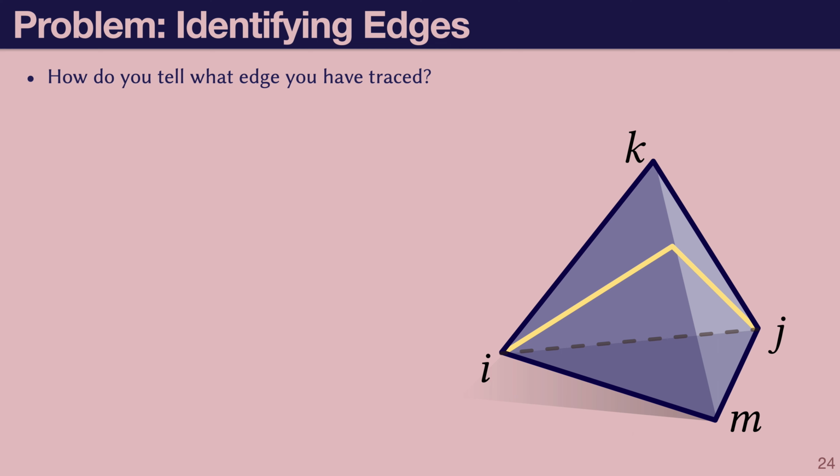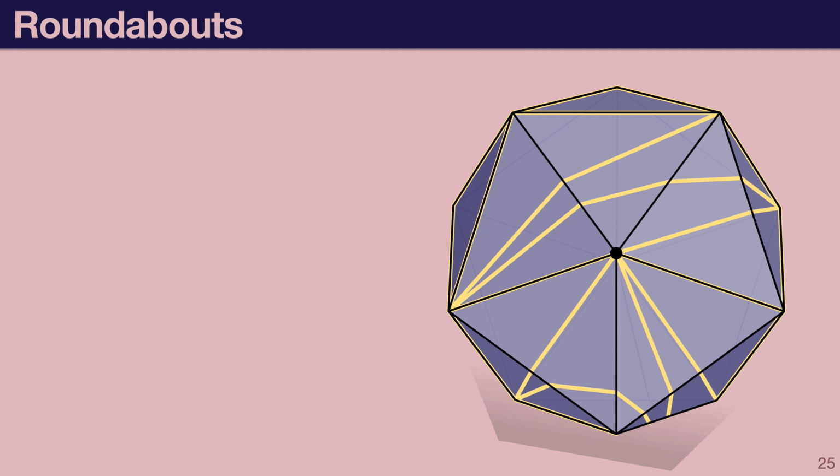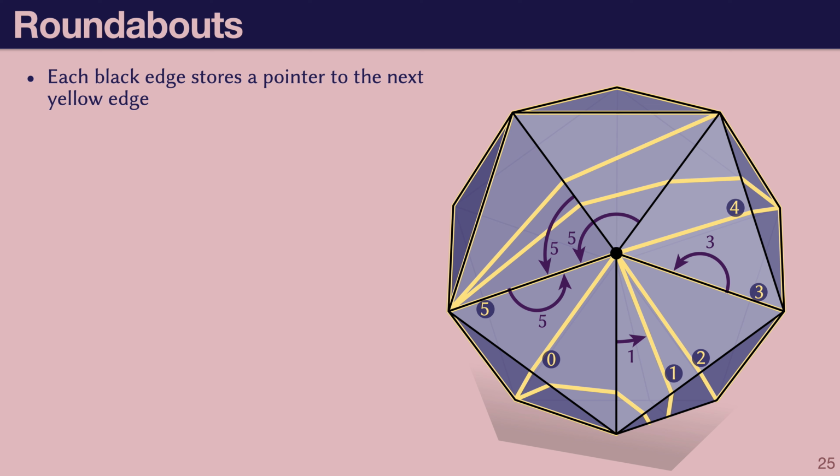you've just traced out. In some prior work earlier this year, we introduced a new notion of roundabouts to handle this ambiguity. The basic idea is that around each vertex, we assign local indices to the edges of the second triangulation, starting at some arbitrary but fixed edge. Then, for each edge of the underlying triangulation, we record the index of the next edge in the second triangulation.